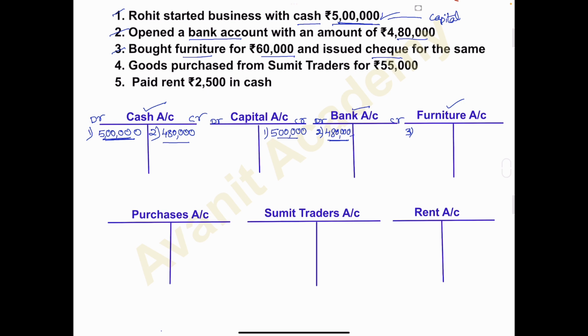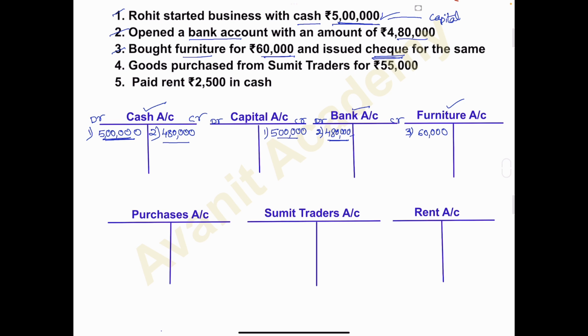On the debit side of the furniture, we'll write 60,000. How has he made the payment? By issuing a check. Got all of you? Rohit has purchased the furniture of rupees 60,000. Issued check means he made the payment with a check.